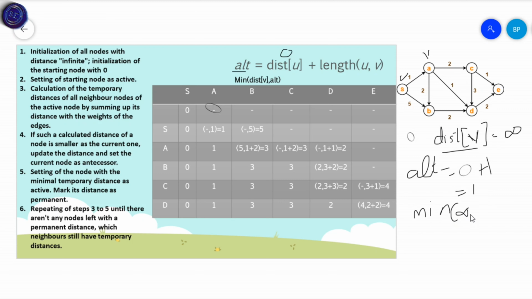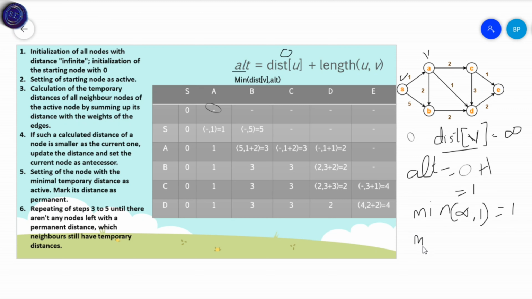What is the distance of v? Infinite, comma alt. What is the alt distance? 1. Among these two, what is the least distance? 1. So I put the value as 1 from source node to the destination node, that is A. After that we are going to find the distance from S to B.